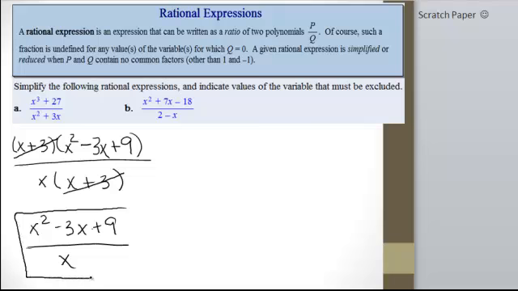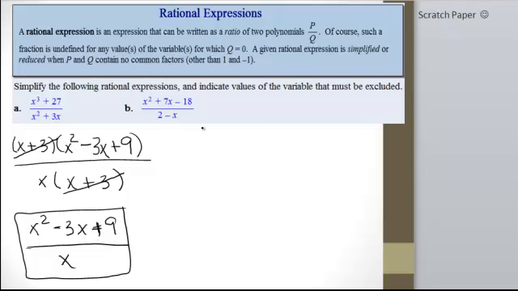Keep in mind that those x's can't be crossed off because these are not factors. They are terms. They're either subtracted or added to each other. For you to be able to cross them off, they need to all be multiplied.